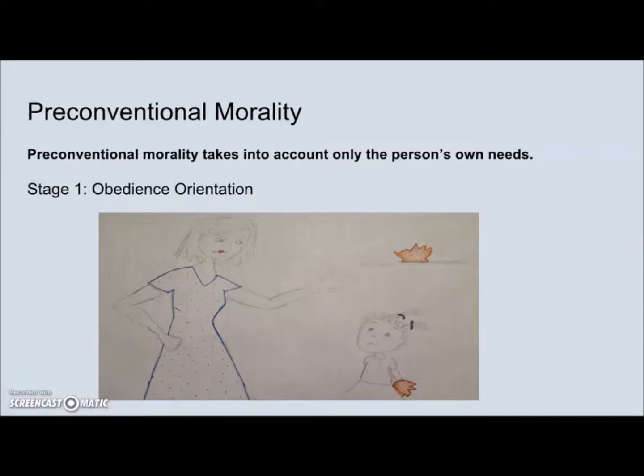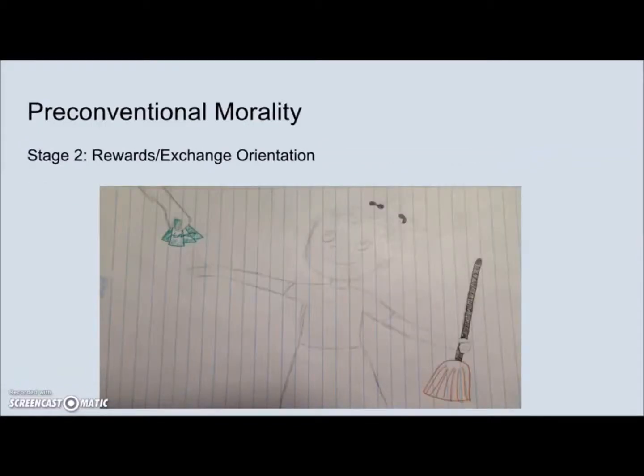Stage 1 finds children oriented to avoiding punishment. If Susie teases her brother, she'd be spanked by her parent. Stage 2 is when the child learns to do the right thing for rewards. Susie gets a buck or 2 and so she finishes her chores.